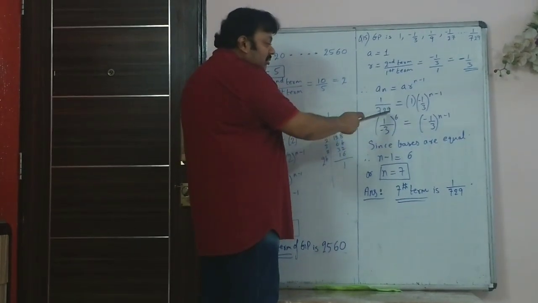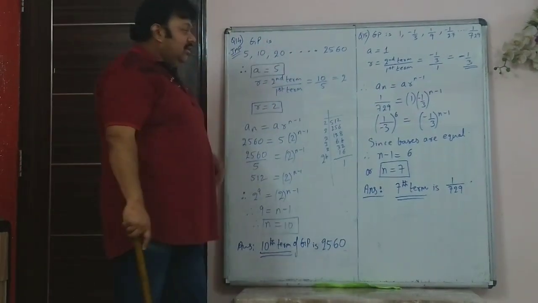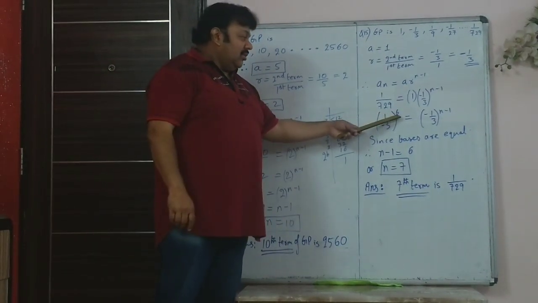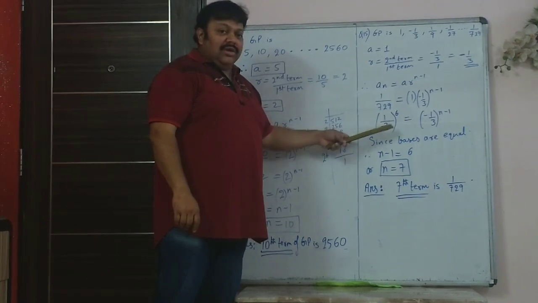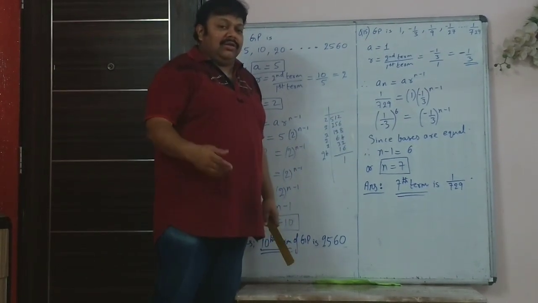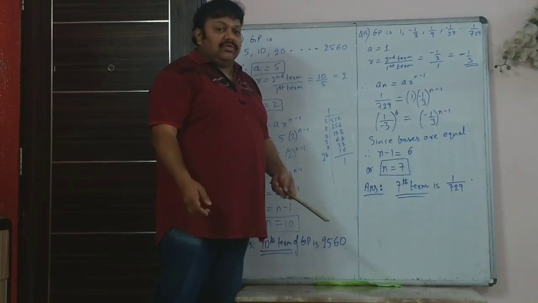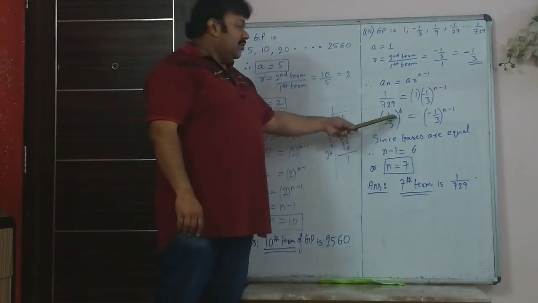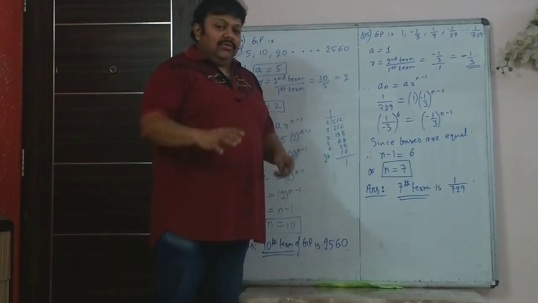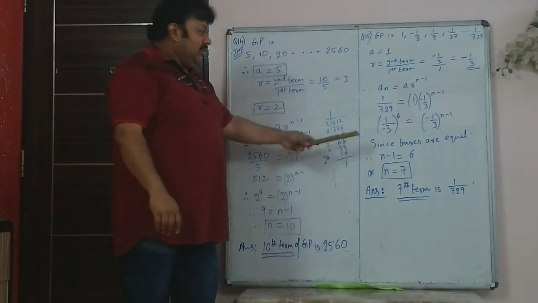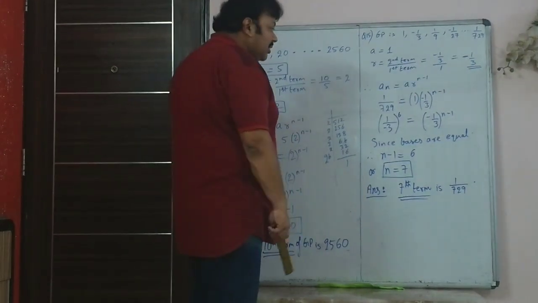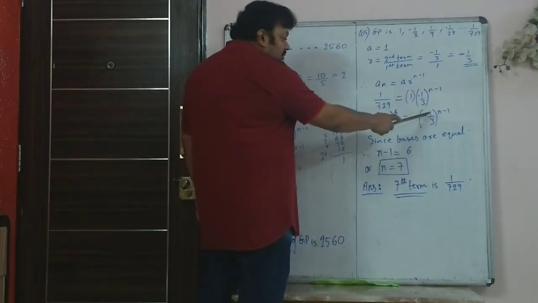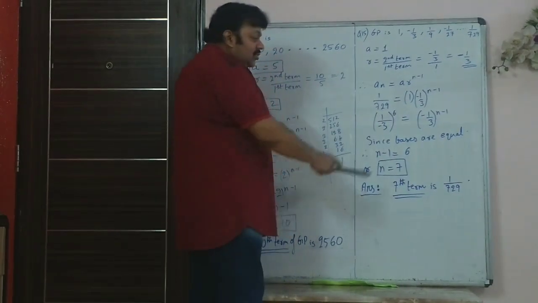So 729 is 3 raised to 6. That is an even number. So even instead of 1 by 3 raised to 6, if you write minus 1 by 3 raised to 6 also, you will get 1 by 729, because a negative number raised to an even number will always remain positive. So that doesn't make a difference, that would keep it the same. So minus 1 by 3 raised to 6 is minus 1 by 3 raised to n minus 1.